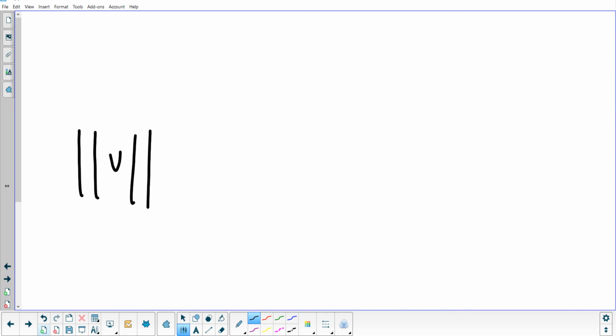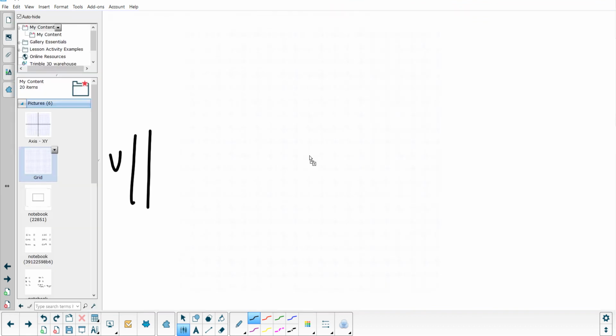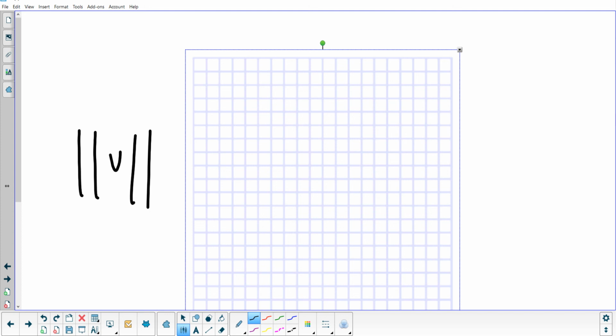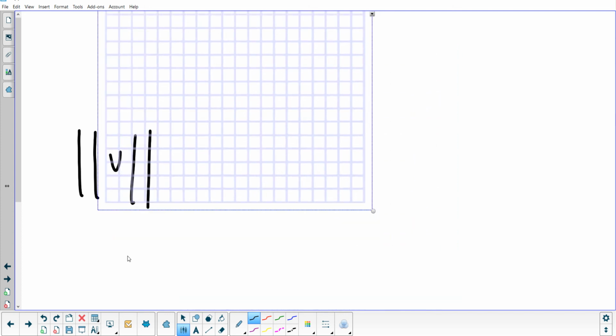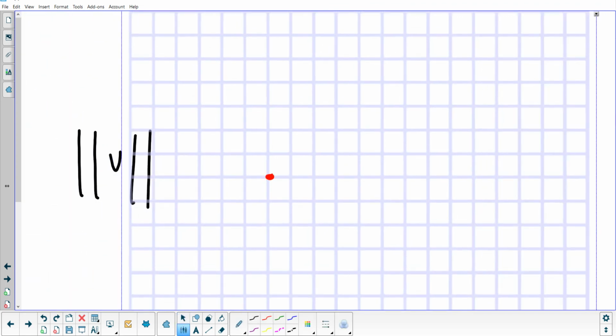Right. So let me use a grid again. Let's take the vector 3, 4. I know it's probably a little hard to see the squares. Start here. I'm going to go 3 right, 4 up. How could you find the length of that vector? Or how would you find its magnitude? Pythagorean theorem. Yeah, we just do the Pythagorean theorem.